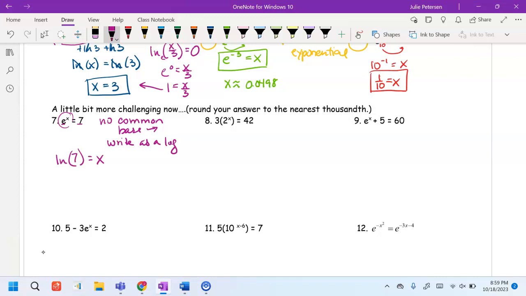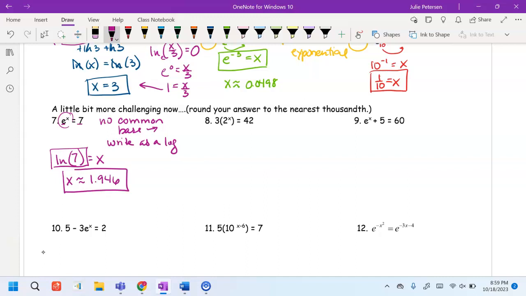Now, natural log of 7, if you type that into your calculator, we're going to go ahead and get about 1.946. So if you're asked to round, in this case we were rounding to the nearest thousandth, then we would write 1.946. Other times you might just leave it as the natural log of 7. We don't have to have a calculator to write that.